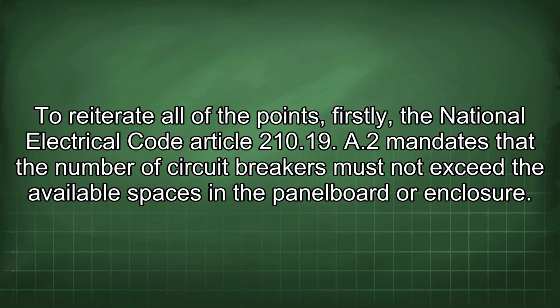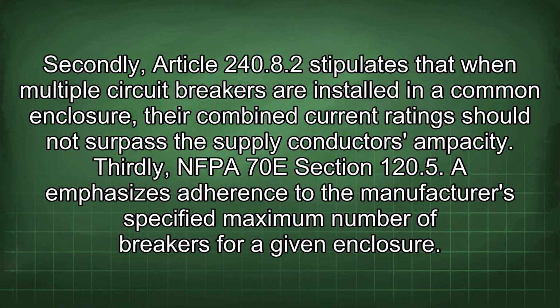To reiterate all of the points, firstly, the National Electrical Code Article 210.19(A)(2) mandates that the number of circuit breakers must not exceed the available spaces in the panel board or enclosure. Secondly, Article 240.82 stipulates that when multiple circuit breakers are installed in a common enclosure, their combined current ratings should not surpass the supply conductor's ampacity. Thirdly, NFPA 70E Section 120.5 emphasizes adherence to the manufacturer's specified maximum number of breakers for a given enclosure.